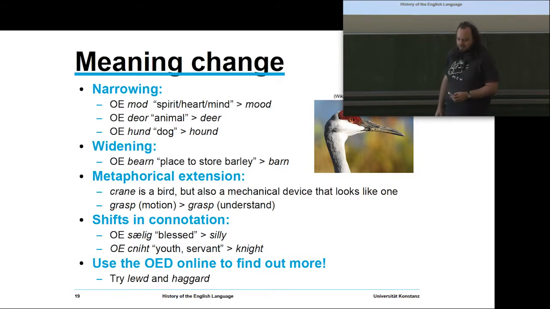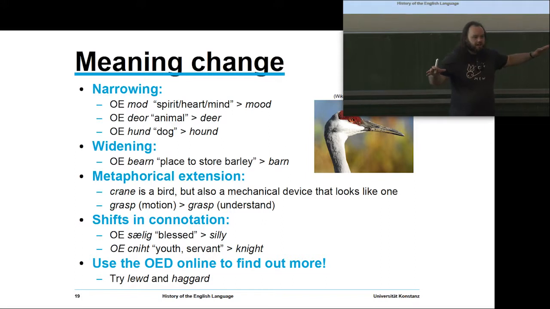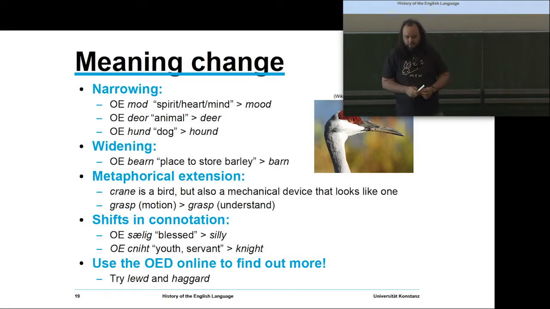Those are instances of narrowing. A word with a broad meaning comes to have a narrower meaning, but we also see the opposite. So Old English bern, a barn. Originally it meant specifically a place where you store barley. You don't store anything else there. You store barley in your barn and nothing else.